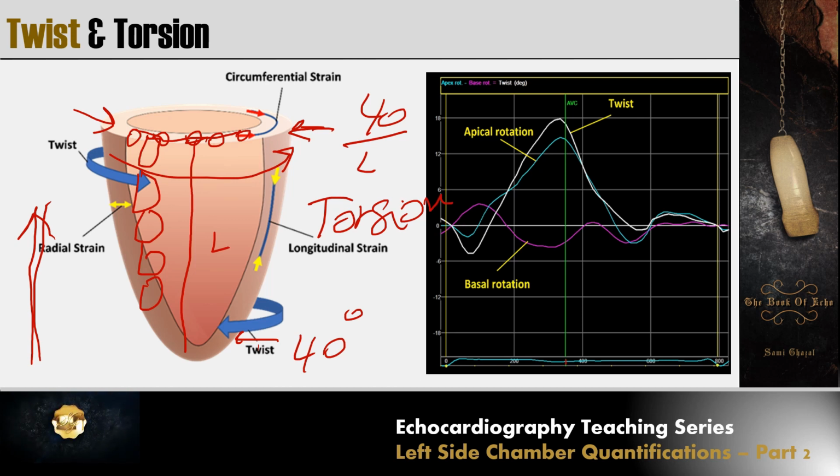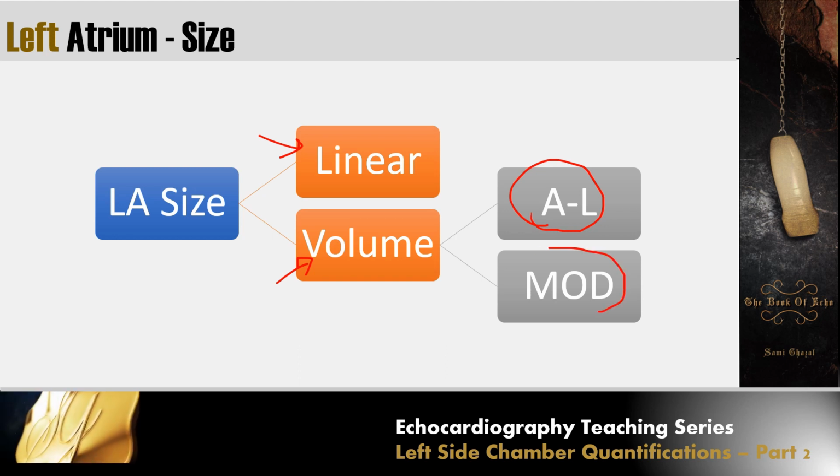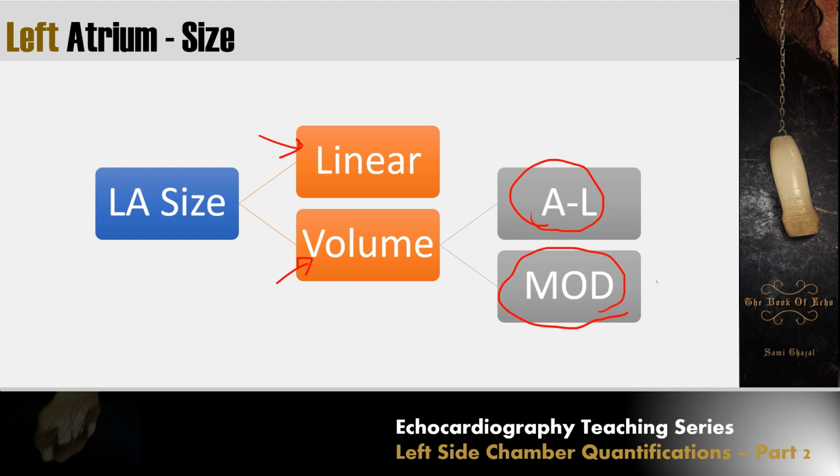Shifting gear now to an easier topic, which is left atrial size. Similar to LV size, left atrial size can be measured utilizing the linear method or volume. And again, the volume we can measure utilizing the area length method or the method of disc. And again, as usual, the method of disc is more accurate because it does not assume any geometrical shape of the cavity.